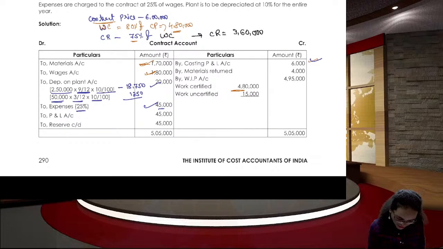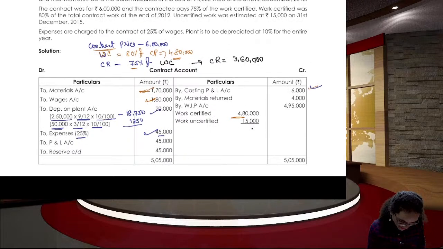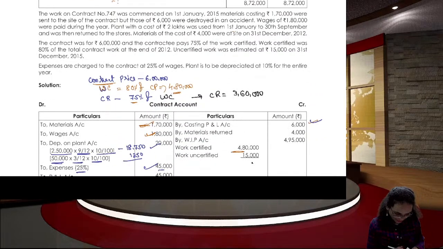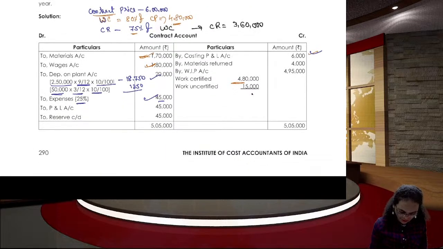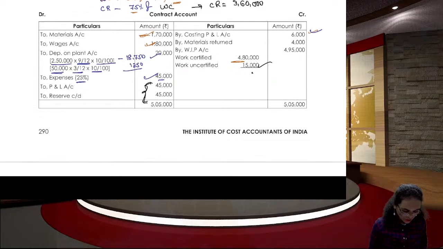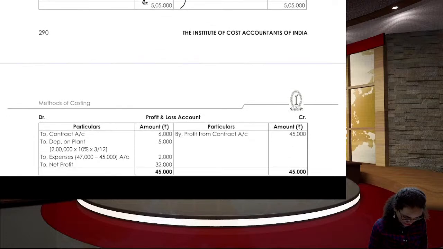So now what is uncertified? Is it given anywhere? Yes, given. Uncertified work was estimated at 15,000. Everything else you got, then you will get this as a balancing figure. I told you how to transfer and how much to be transferred to the P&L and how much to be transferred to the reserves and surpluses. You do that one, you will get this information.